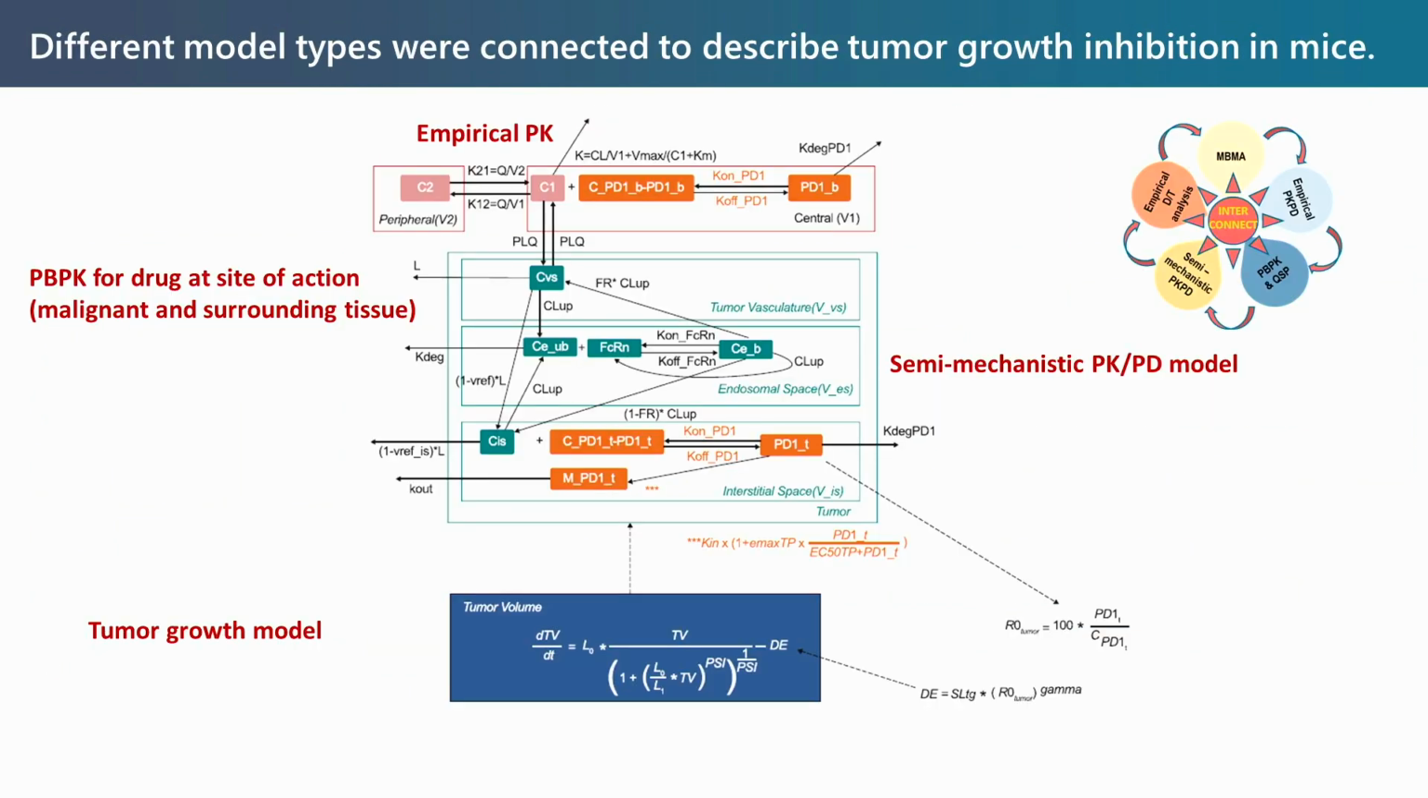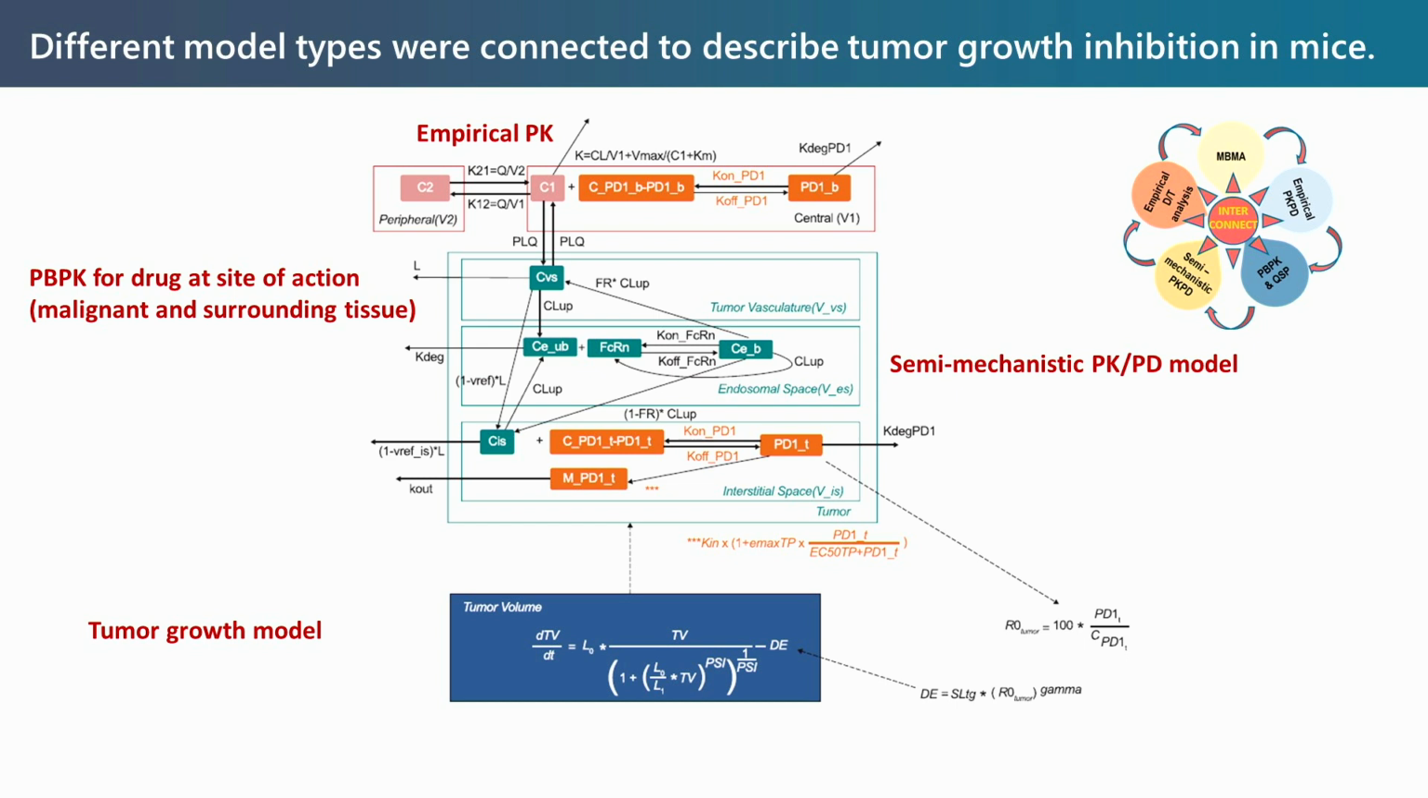simulations. Multiple connected model types were used to describe tumor growth inhibition in the mouse. The model was constructed using published physiological parameter values as well as experimental data in tumor-bearing mice, including plasma concentrations of pembrolizumab, receptor occupancy in blood and tumor, and tumor volume measurements over time.